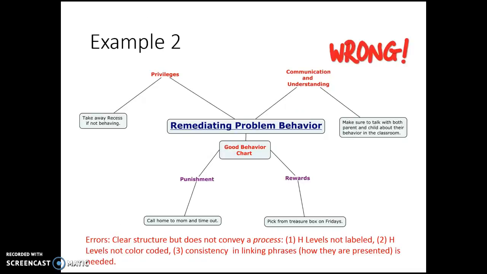Example number 2, on the other hand, has so little content that we're not clear what the student is telling us. We see inconsistencies in the way linking phrases are represented. We see no H-level delineation, no color coding. It is difficult, again, to tell what the student is telling us here about the process for remedying problem behavior.